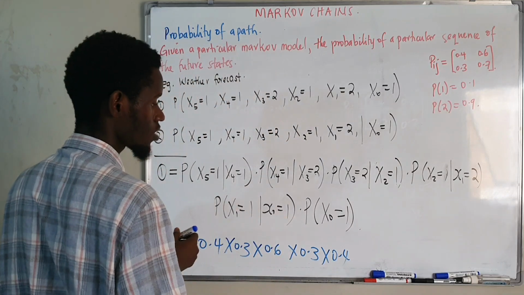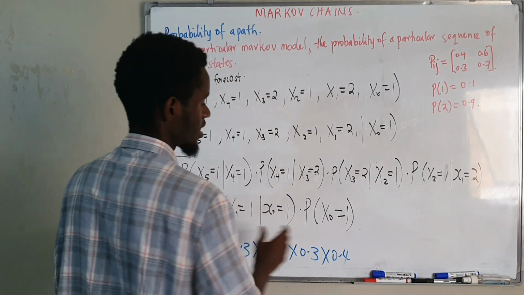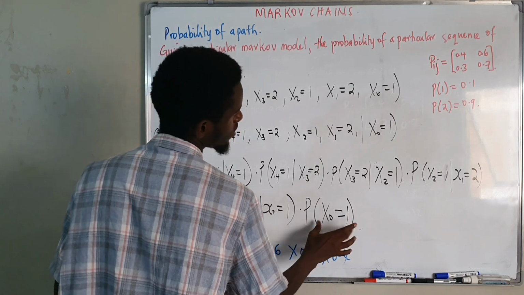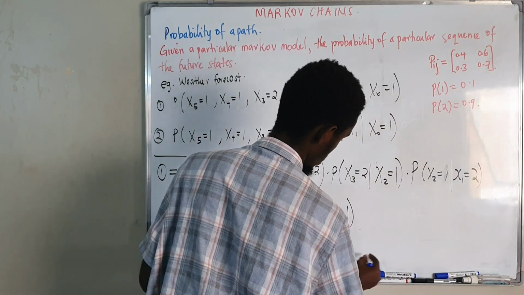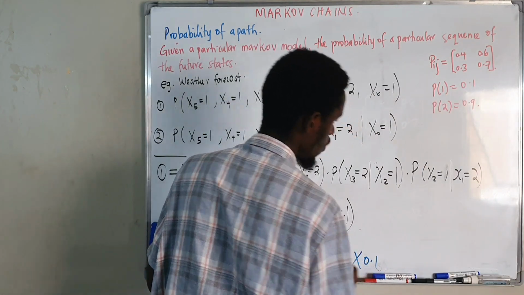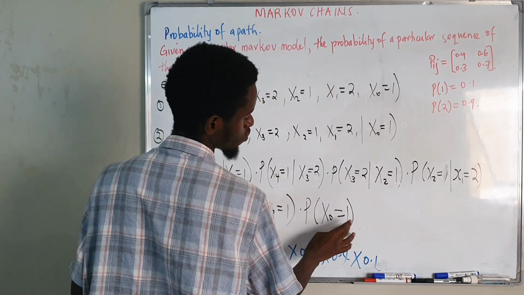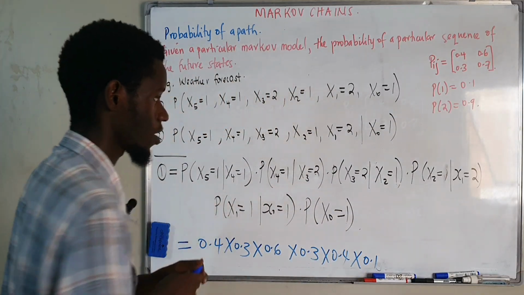Yes, 1 to 1 is 0.4. And then lastly, times the probability of x not equal to 1. The probability of raining is going to be times 0.1. If you're not given this probability, we just ignore it and just leave it times probability of x not equal to 1. I think we are together on that step.